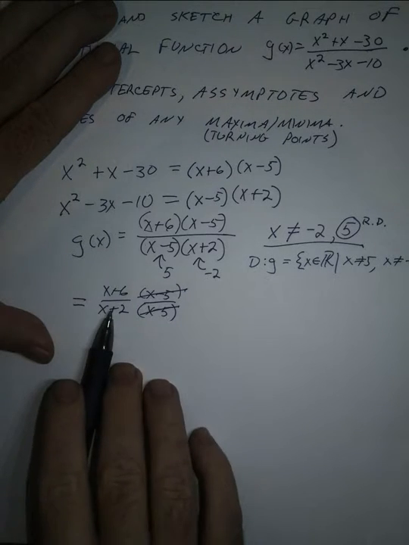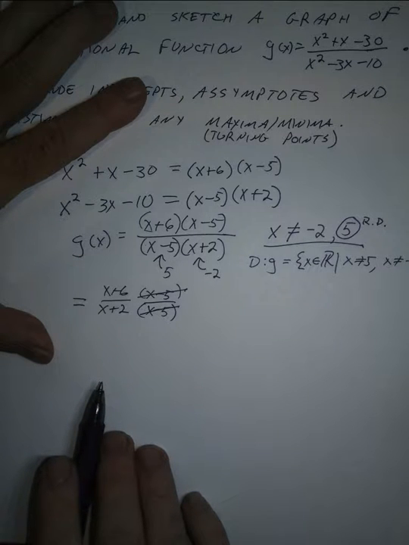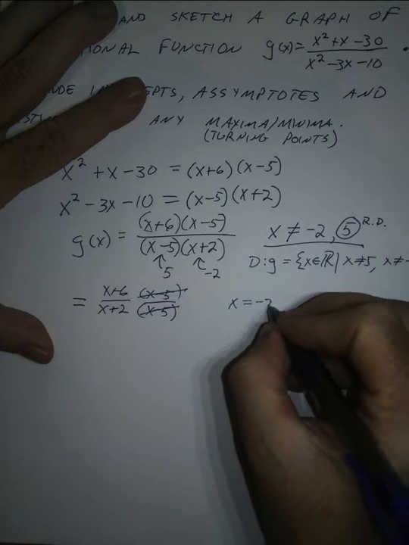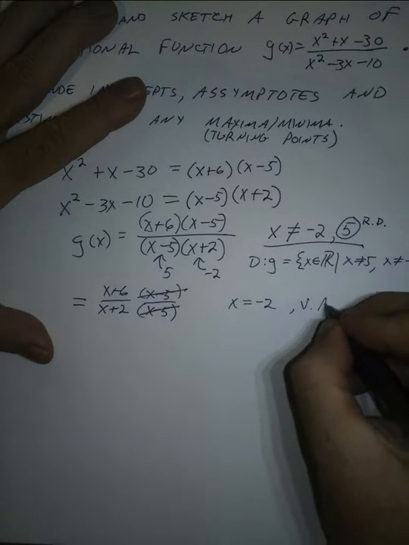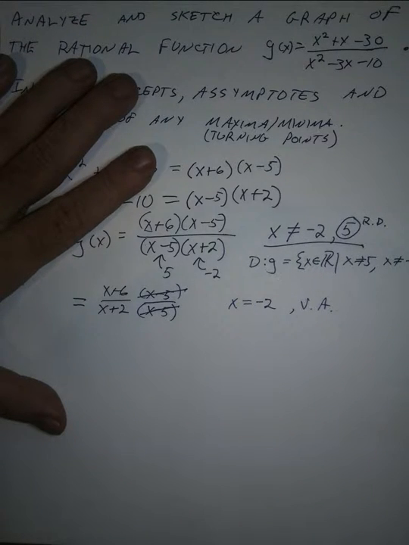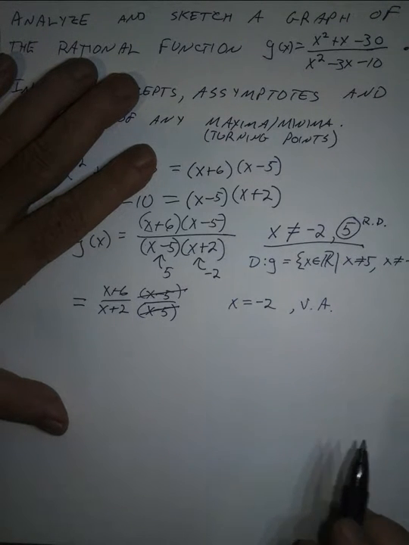Now, I know my other point, there is no other common factor, so I know that x equals negative 2 is a vertical asymptote. That I know. x is not equal to negative 2 doesn't cancel out, so it's not a hole poked in the graph, it's not a removable discontinuity.